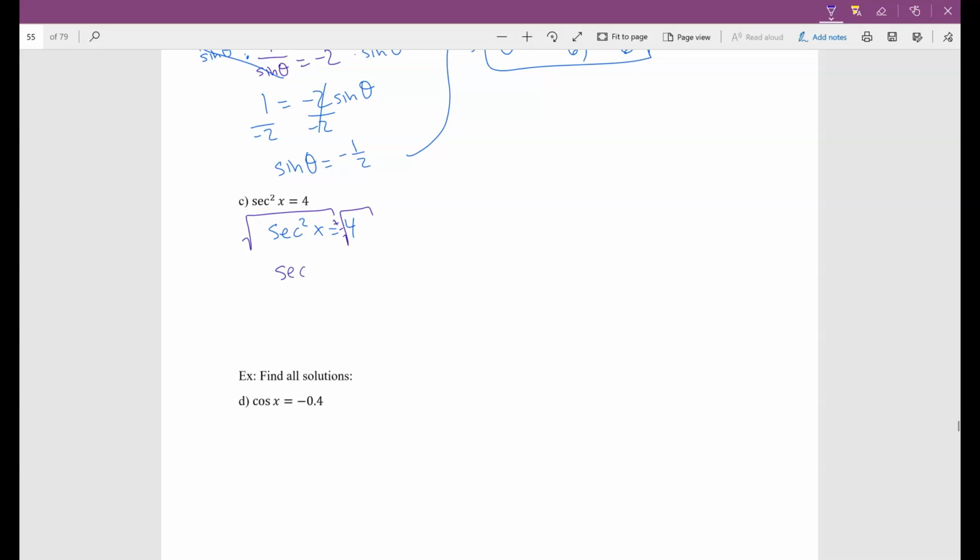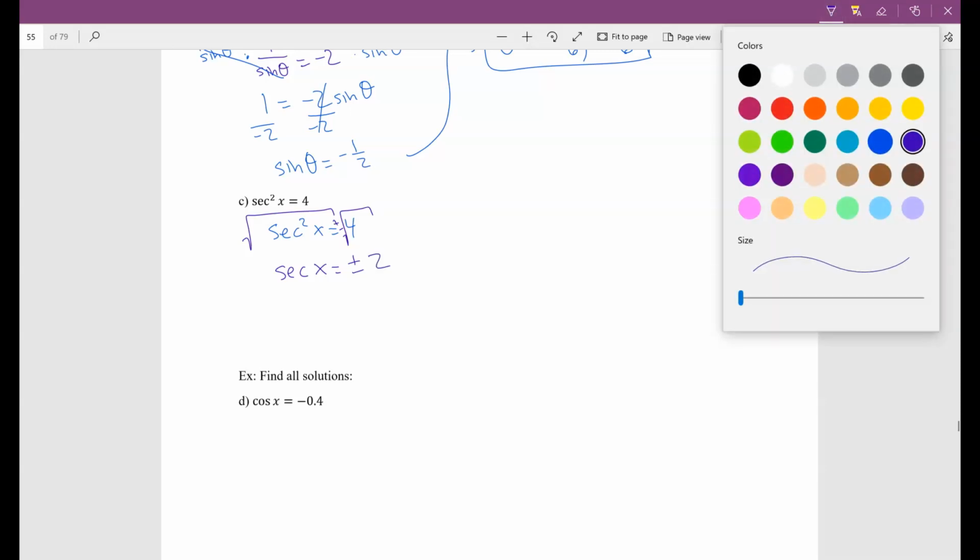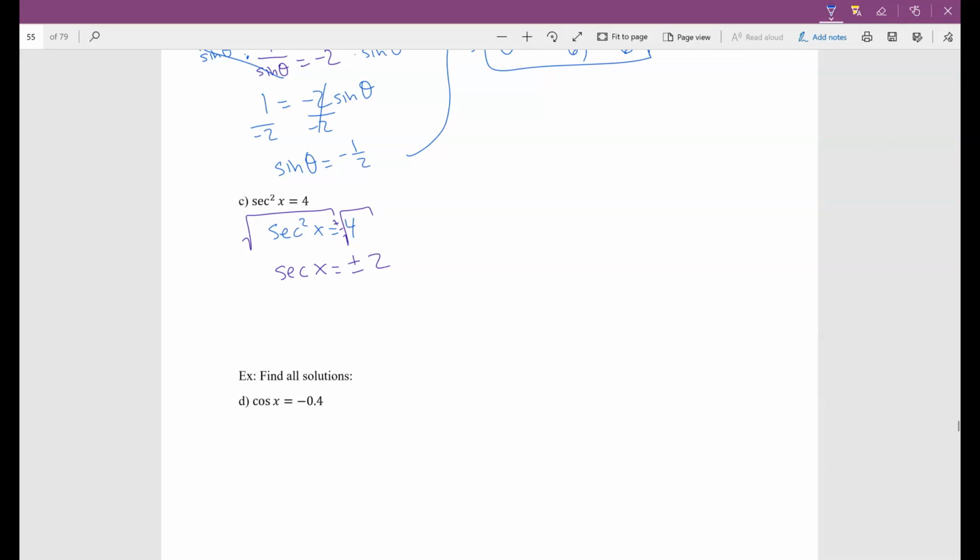So you're going to get secant of x is equal to plus or minus square root of 4, which is just 2. So remember, secant in this case, if you think about the reciprocal identities, is the reciprocal of cosine. It's going to be 1 over cosine of x equals plus or minus 2. Okay, you can move the cosine over to the other side. So what you're going to get is 1 is equal to plus or minus 2 cosine of x. And then I'm just going to divide this plus or minus 2 to the other side. So I get plus or minus 1/2 is equal to cosine of x.